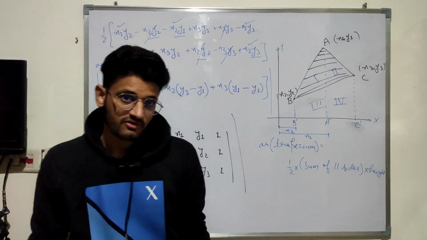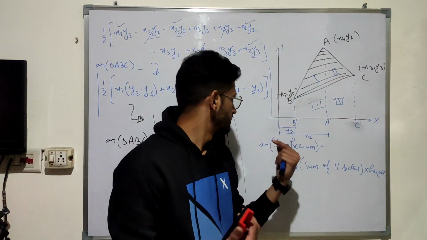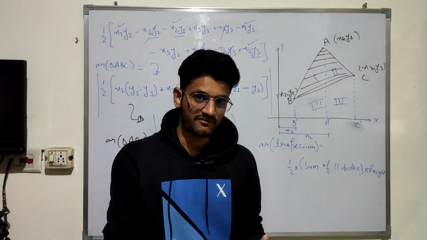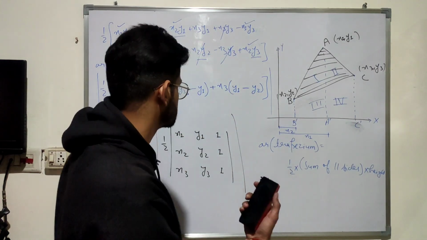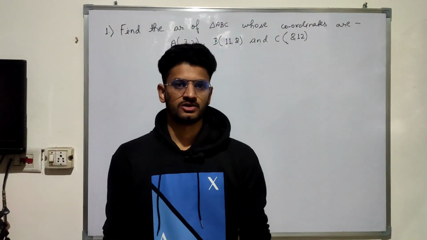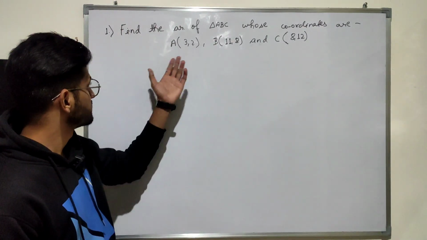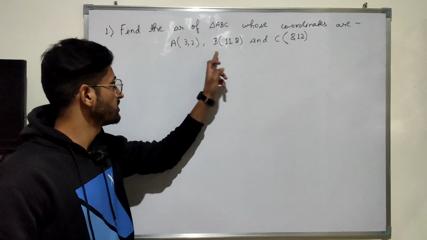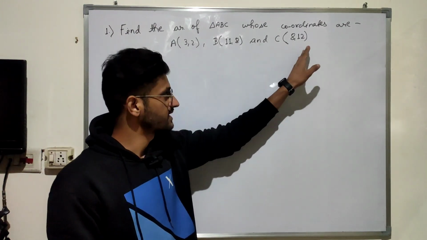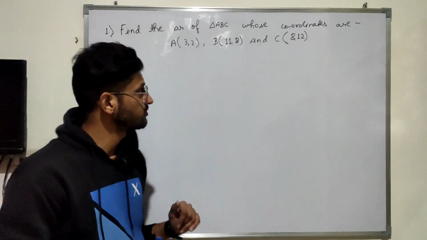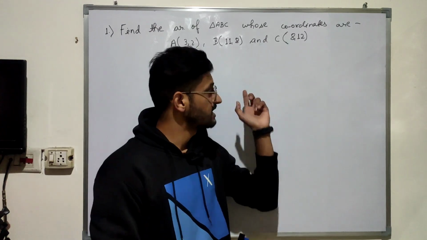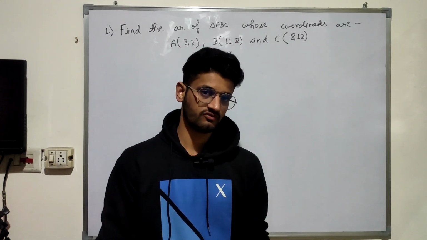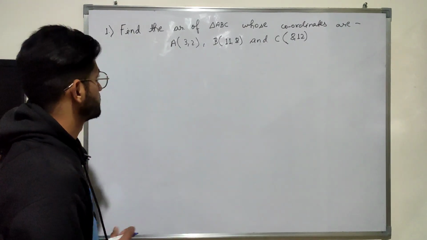So now we will apply our formula to find the area of a triangle under certain conditions. So let's discuss some problems. Our first question looks like this: find the area of triangle ABC whose coordinates are point A is (3, 2), point B is (11, 8), and point C is (8, 12). So we have all three coordinates of triangle ABC and we need to find the area of this triangle. Very basic, we will apply the formula.